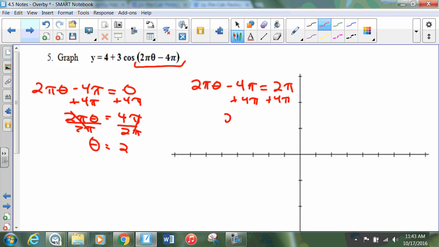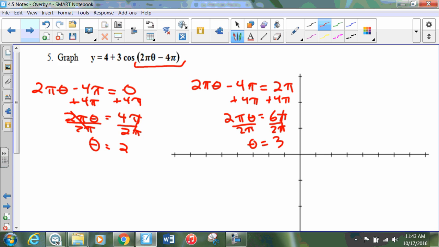So we'll get 2 pi theta equals 6 pi. We'll divide both sides by 2 pi. So we'll get that theta ends at 3. So we start at 2, and we end at 3. What's our period going to be? How far is it from 2 to 3? 1. Our period's going to be 1.